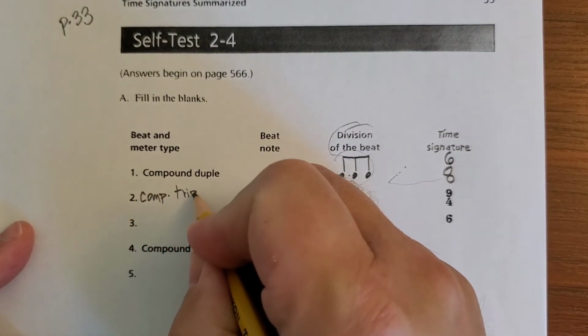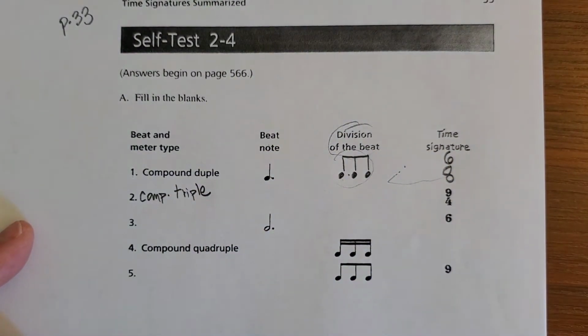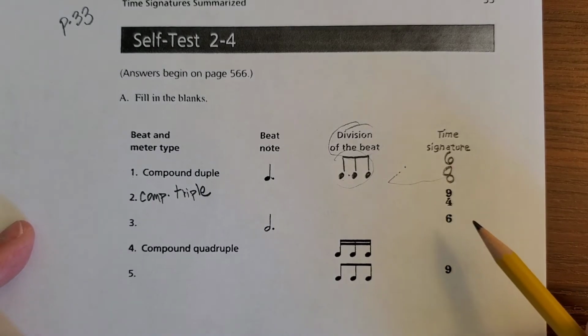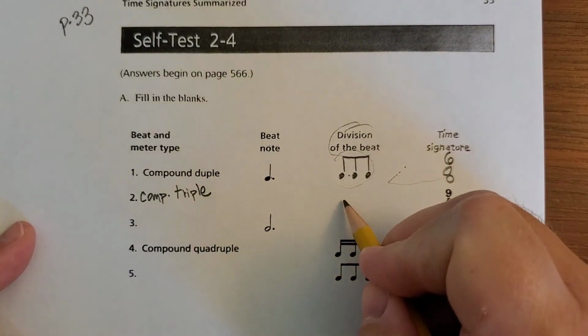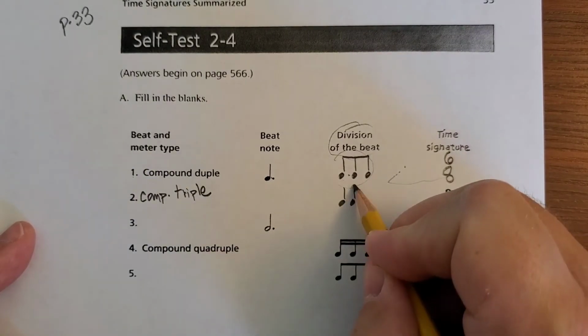I know it's triple because you have to take that top number, the 9, divided by 3, and you have how many beats there are. So that's 3 beats, triple meter. Now, if the bottom number is 4, remember in compound meter, the bottom number corresponds to the division of the beat. So I'm going to say 3 quarter notes, right? 4 corresponds to quarter note.